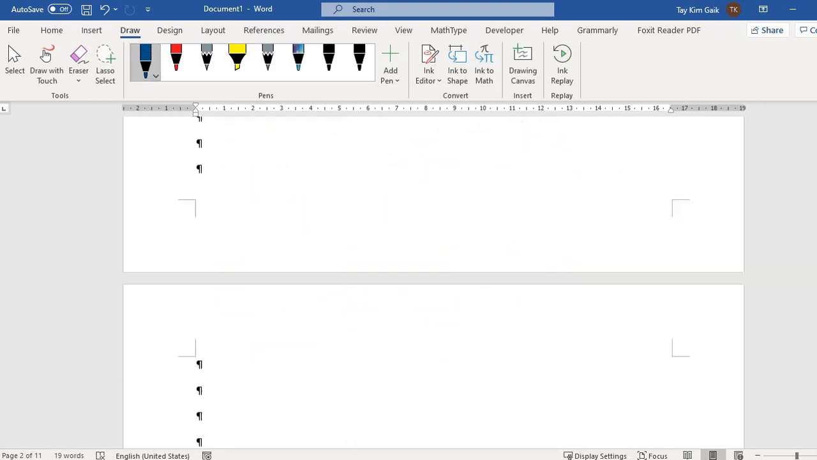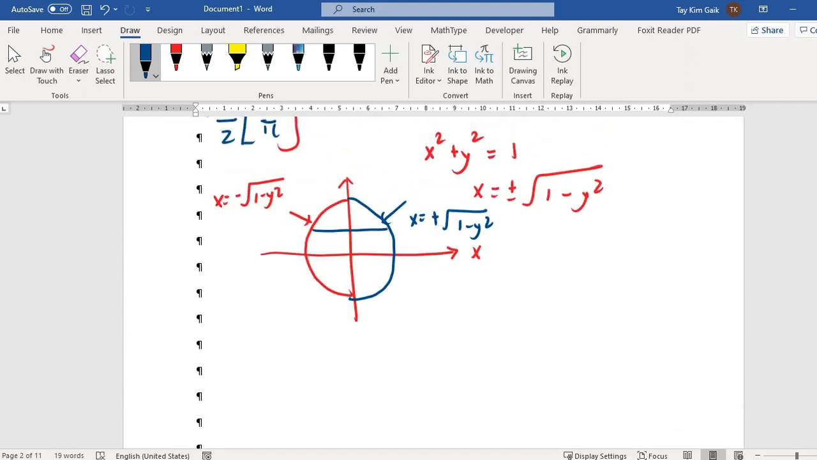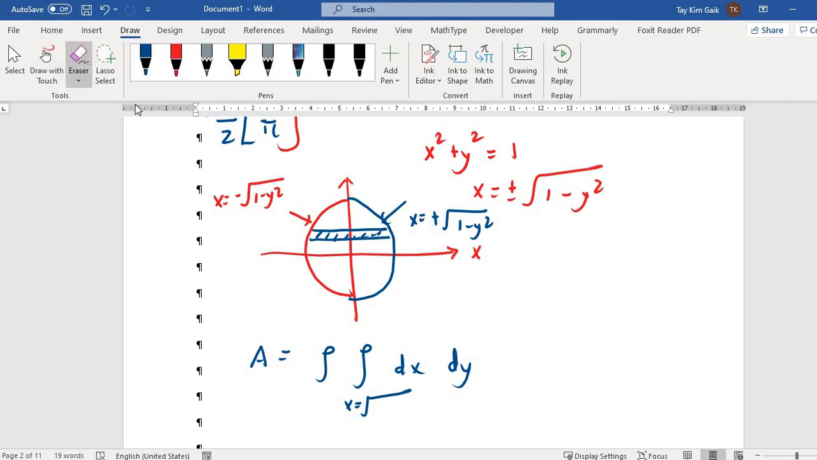And then if you use dx dy, you sum the region using a horizontal bar. That's why your A is the integral of dx dy. So x from the left curve, which is x equal negative square root of 1 minus y squared, the red color, to the right curve, which is the blue color, positive square root of 1 minus y squared.